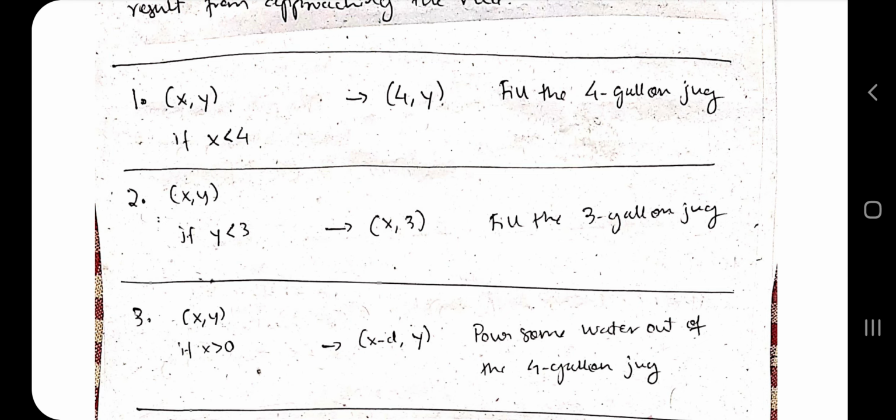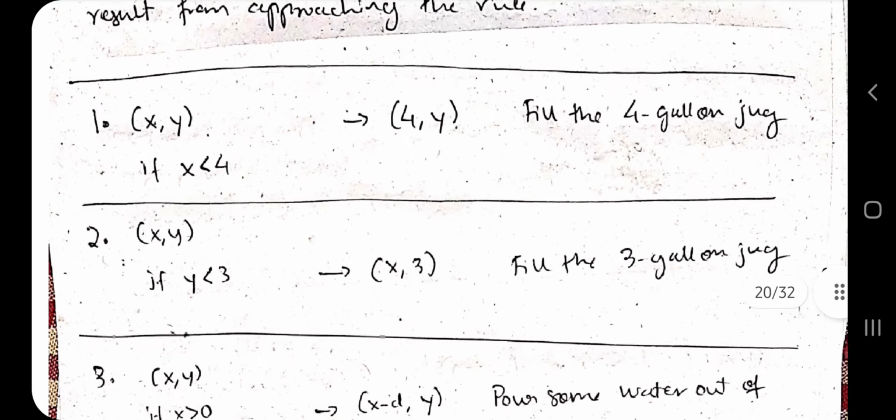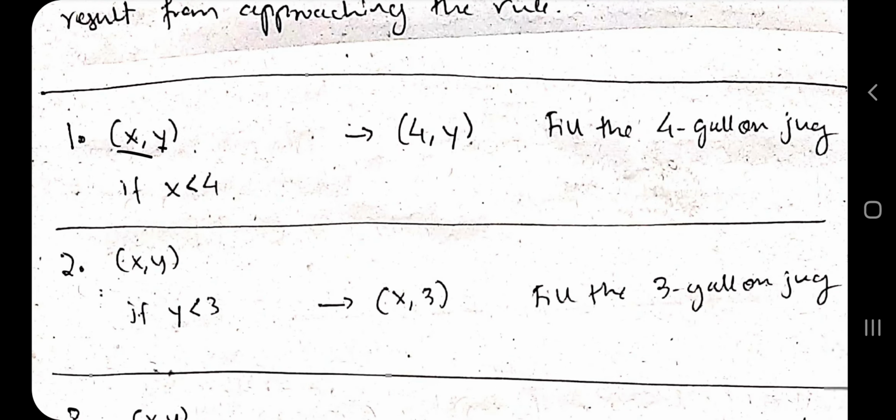See, the first is in which state you are present, what state you will go to, and what its explanation is. Explanation is just optional. These two things you have to compulsorily write: the starting state, and if this state is present, which state you can go to. Okay, so see here, it is written x comma y and the condition given is x is less than 4. If x is less than 4, then you can fill the 4 liter jug full, meaning it should be full of water.